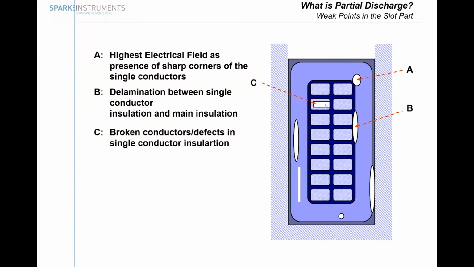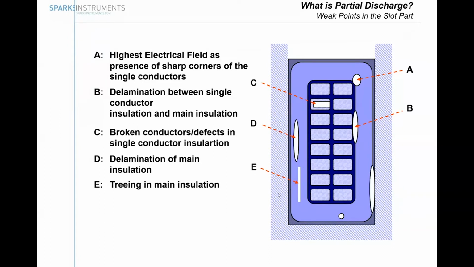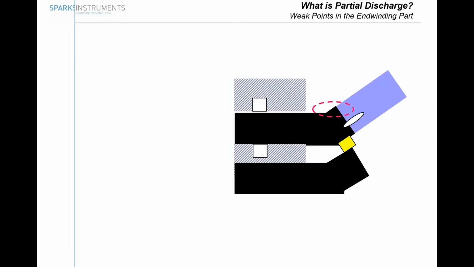Of course, we might also have broken conductors. That might happen. We might have a delamination of the main insulation. This is the same, due to a lot of starts and stops and high temperature changes. We might have electrical treeing, which is a typical electrical aging effect. We also might have a problem in the aeration of the slot corona protection. And last but not least, we might face some air bubbles in voids. These typically are created during the manufacturing process. So this is in the slot part.